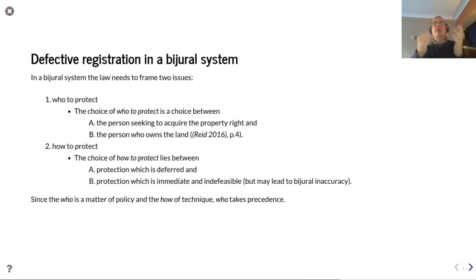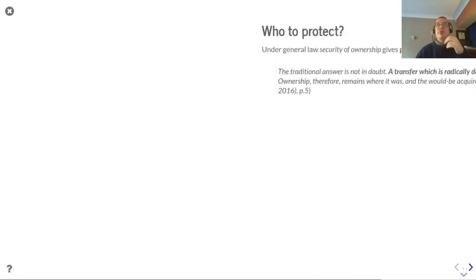So, defective registration in the bijural system. It really needs to frame two issues. Who to protect? The choice of that is generally very simple. It's a choice between a person seeking to acquire the property right, i.e. the grantee, and the person who owns the land. Or how to protect. And that choice of how to protect lies between protection which is deferred and protection which is immediate and indefeasible. So who is a matter of policy and how is technique. So who should take precedence in terms of understanding the process.